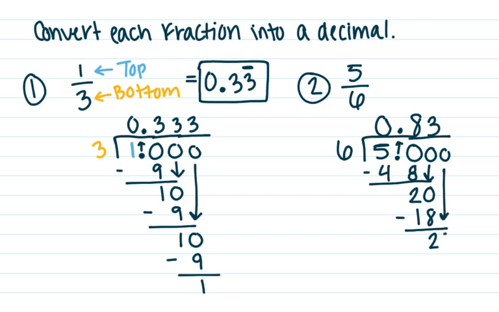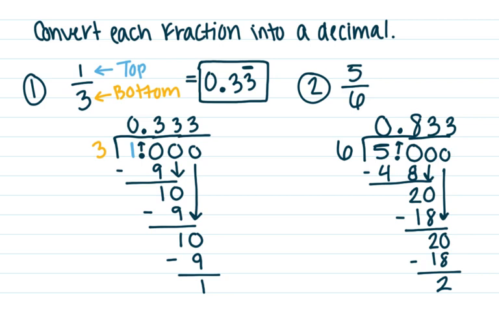Bring down a 0. 6 goes into 20 3 times. 3 times 6 is 18. I subtract. I get a 2. Do y'all start to see the pattern? It's starting to form there. 20 minus 18, 20 minus 18 over and over again. That means that we have a repeating decimal.